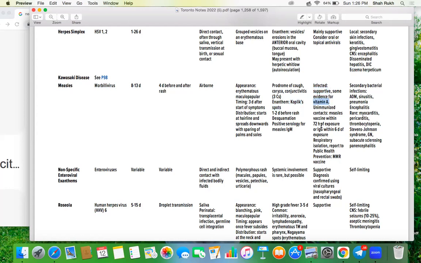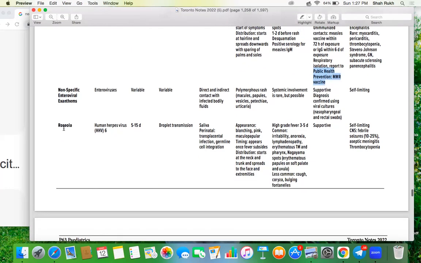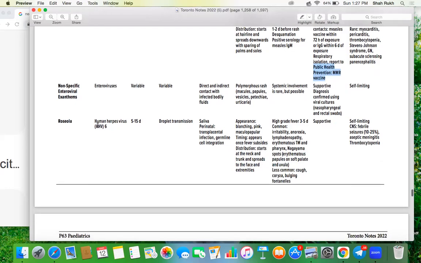And all these diseases, all these viral infections which have immunization, are supposed to be reported to public health. Mark my words, whichever has immunization and the baby is not immunized, or even if he's immunized and is now having measles, what you are going to do is public health prevention for the MMRV vaccination. So all these infections.